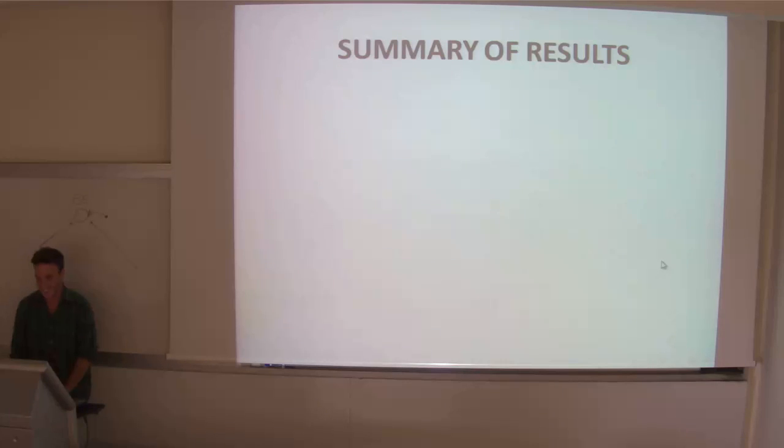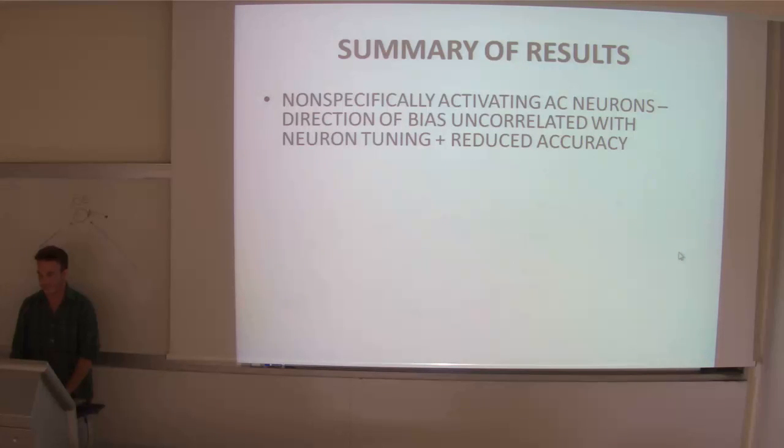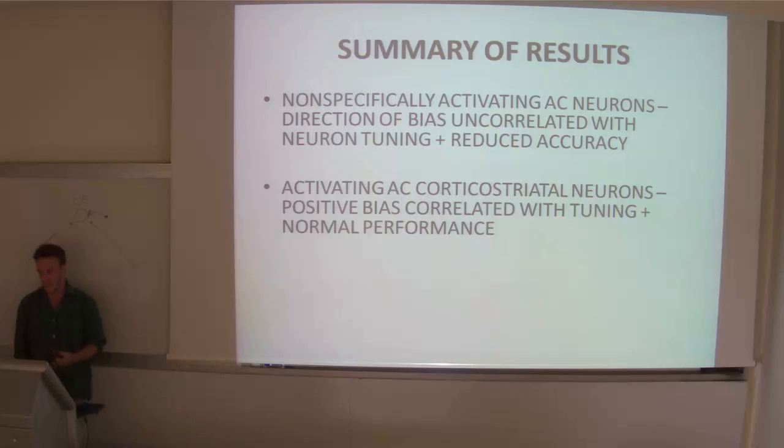Okay. So a summary of the results. This one I did not show you. The first thing that they did is they just activated auditory cortex without the specific usage of the Cre. And when they did that, they did find bias in activation, but it was going in all different directions. Only when they did a specific activation of the corticostriatal neurons, they had the positive bias correlated with tuning, and that also came with normal performance.